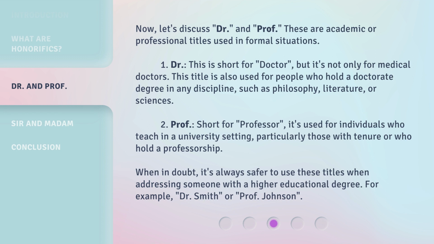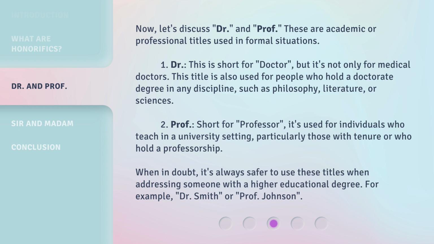Now, let's discuss Doctor and Professor. These are academic or professional titles used in formal situations. 1. Doctor. This is short for doctor, but it's not only for medical doctors. This title is also used for people who hold a doctorate degree in any discipline, such as philosophy, literature, or sciences. 2. Professor. Short for professor.